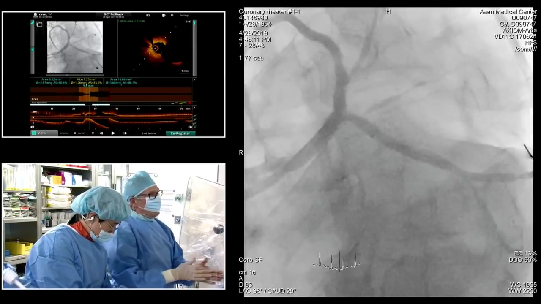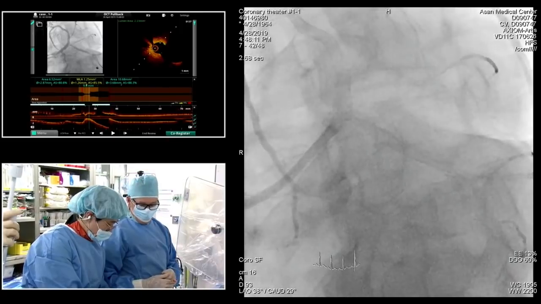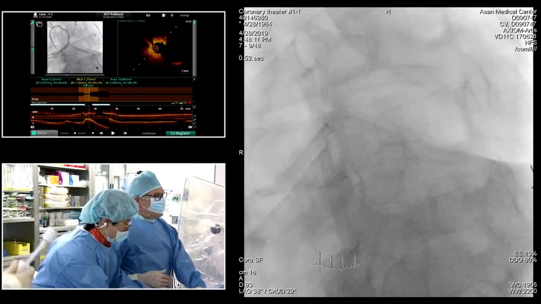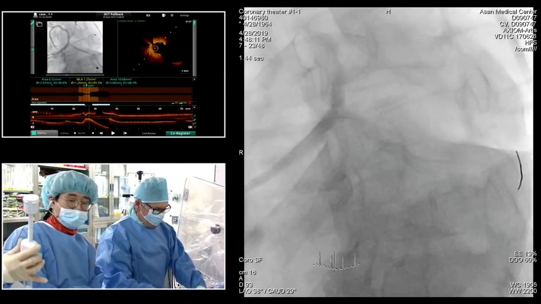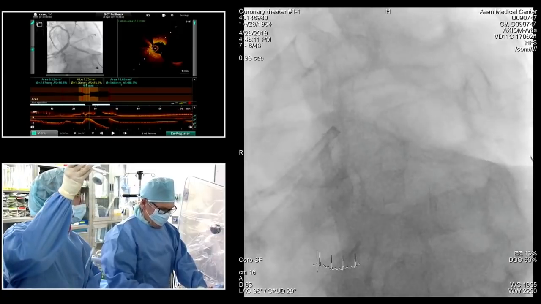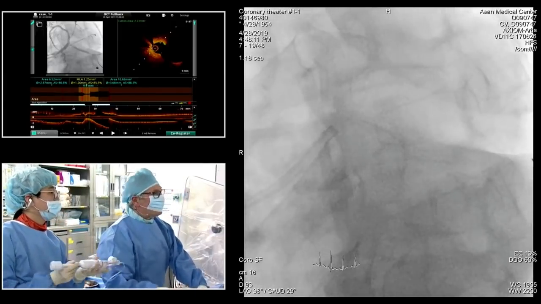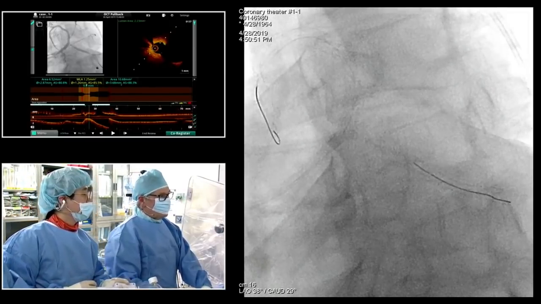Okay, so we'll use a scoring balloon, 3.5, relatively high pressure. There is some shift to the LAD. SJ, do you routinely use the combination of non-compliant balloon and scoring balloon? Just one, right? Just non-compliant balloon. It will be nice in this situation to do orbital atherectomy. Yeah, it's a good point.